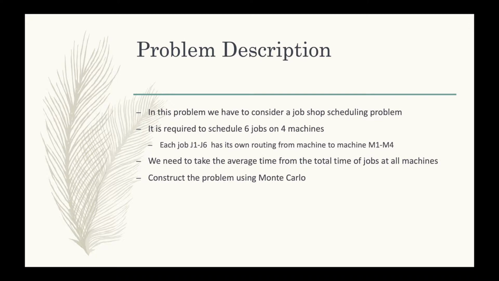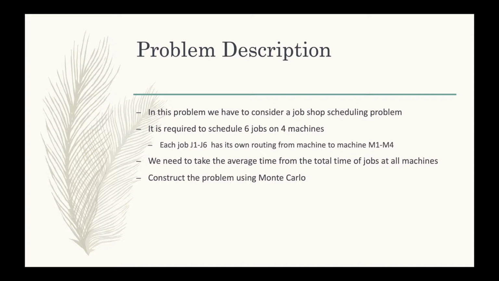In this problem, we have to consider a job shop scheduling problem. It is required to schedule 6 jobs on 4 machines. Each job will be denoted by J1, J2, J3, J4, J5, J6 and have its own routing from machine to machine, which is denoted by M1, M2, M3, M4.